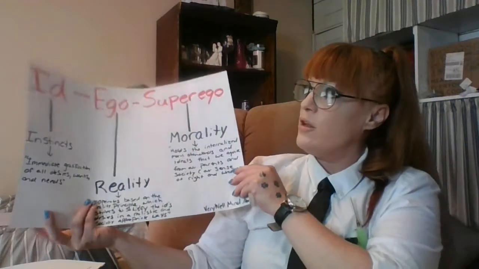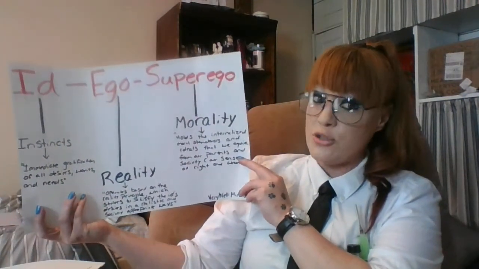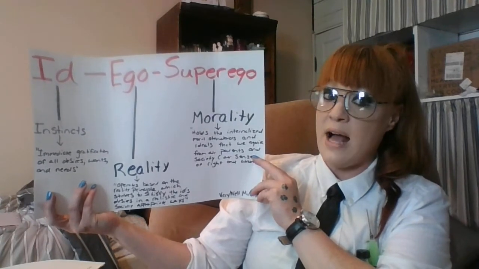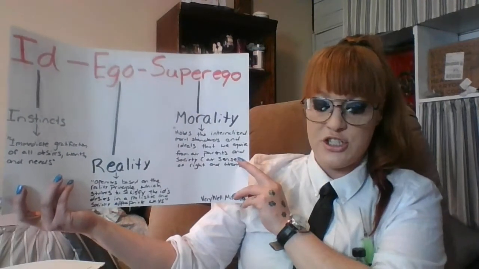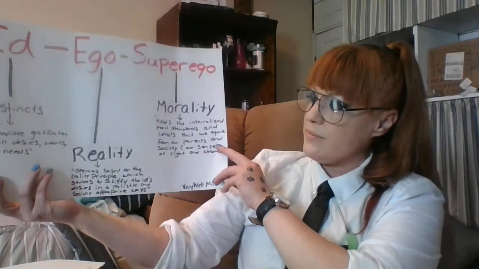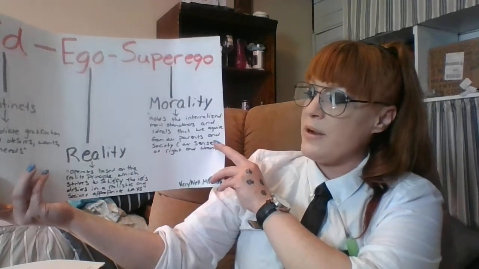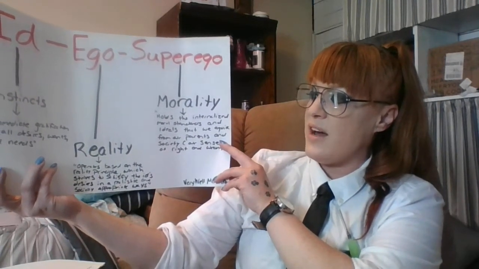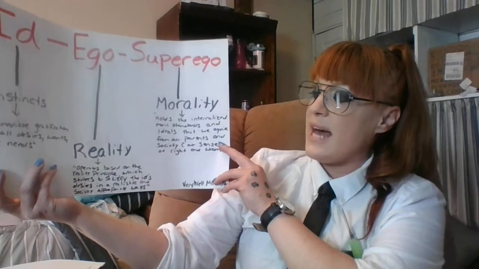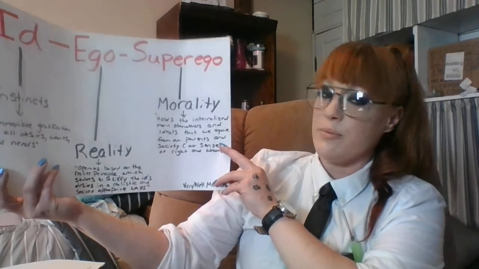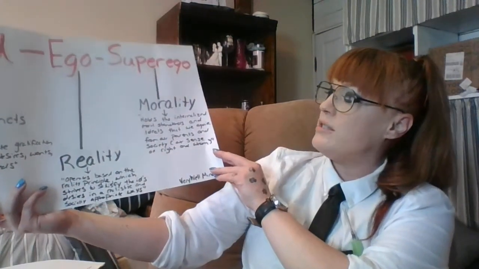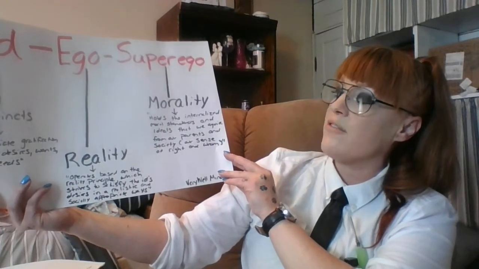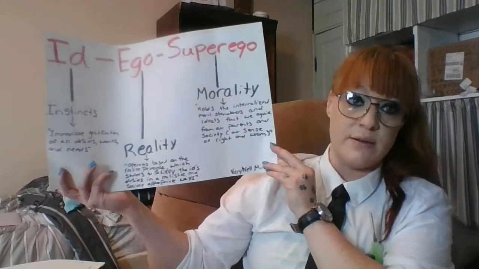The next thing I'm going to move into is Freud's structural model, which is the id, ego, and superego. In short, id is instincts, ego is reality, superego is morality. So the id is the immediate gratification of all desires, wants, and needs. Ego operates based on the reality principle, which strives to satisfy the id's desires in realistic and socially appropriate ways. Superego holds the internalized moral standards and ideals that we acquire from our parents and society, our sense of right and wrong.